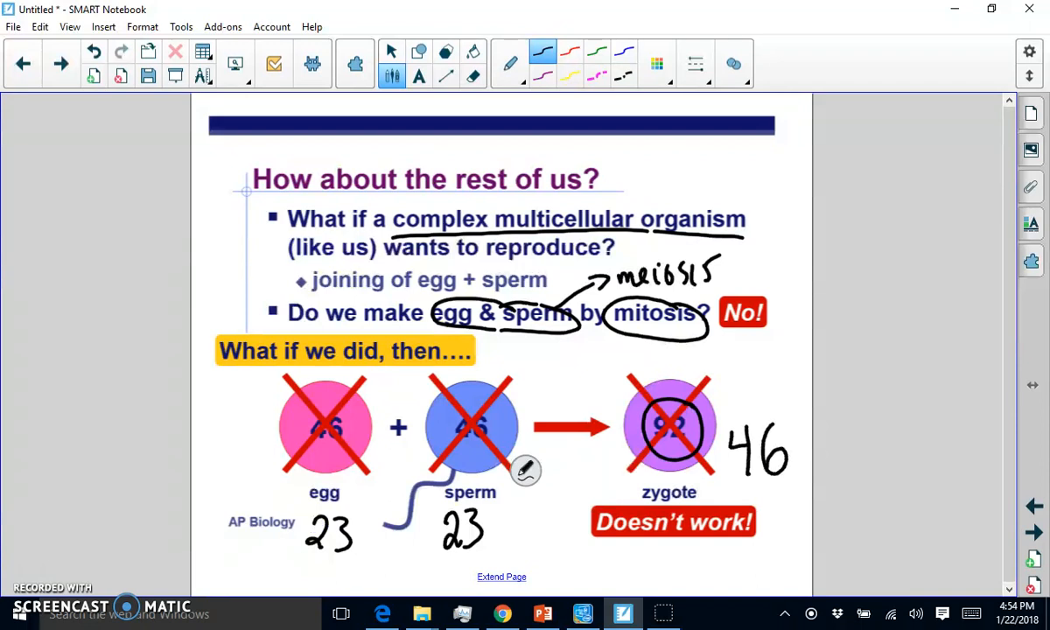And then, when the egg gets fertilized by the sperm, the zygote will maintain the chromosome number of 46. So if we had to summarize, the purpose of meiosis is to halve the chromosome number so that when sperm and egg fertilize, the chromosome number will always stay the same for each generation of organism.